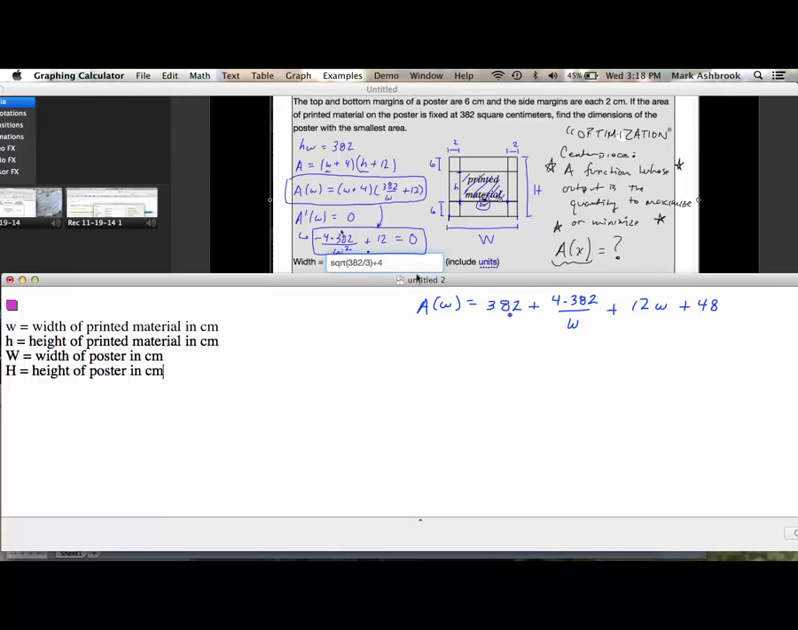So here's the first derivative right here. I used the power rule on this. This is w to the minus 1, so it would be minus 4 times 382 over w squared plus 12, which is the derivative of 12w, and we're going to set that equal to 0. So that's where I left off. So let's go ahead and solve this.